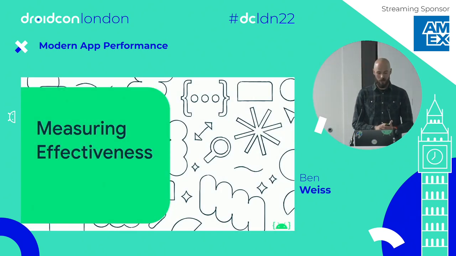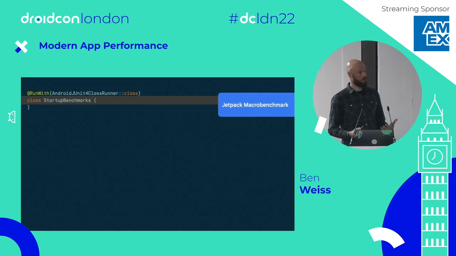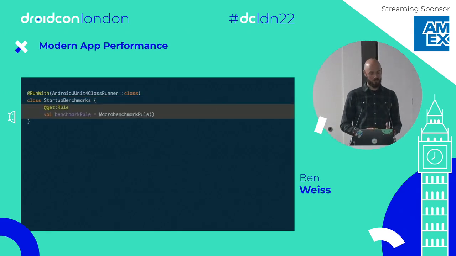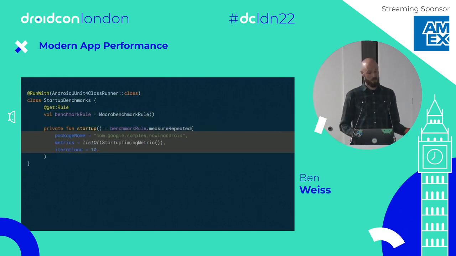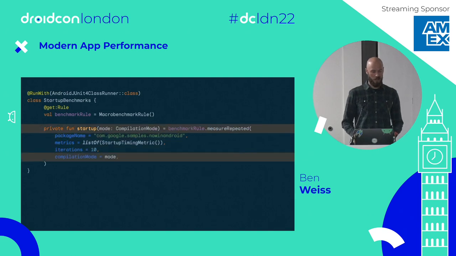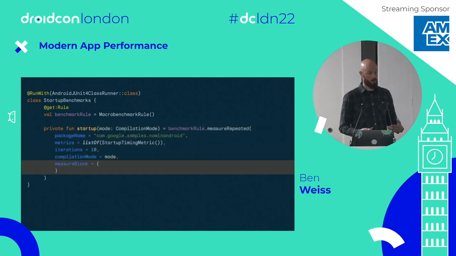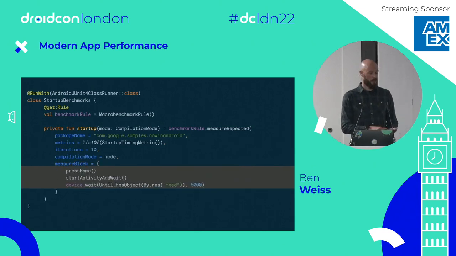So writing baseline profiles is nice. Let me show you how to measure whether it actually does what it should do. We use the macro benchmark rule again, and we measure repeated. The startup metric, we say 10 runs can work for many apps. And then we say the compilation mode, which is the compilation mode where we want to have is either default or partial, which has the baseline profile enabled. And from there, we just say start, press home, and then we start the activity and wait until the feed is ready.